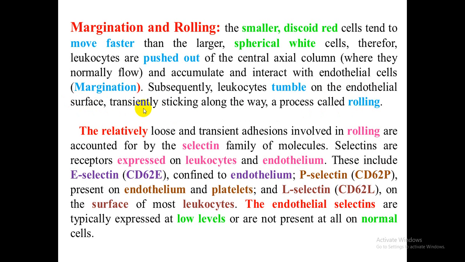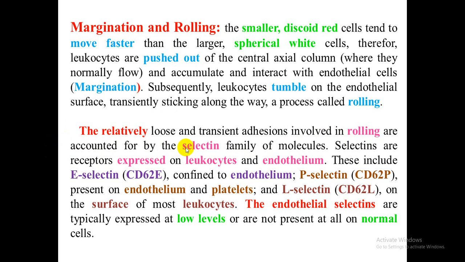أول ما تجي يصير interaction between endothelial cell and leukocyte and mediated by loose adhesion, by connection of E-selectin and P-selectin on endothelial cells and L-selectin expressed on leukocyte. The relatively loose and transient adhesion involved in rolling are accounted for by the selectin family.